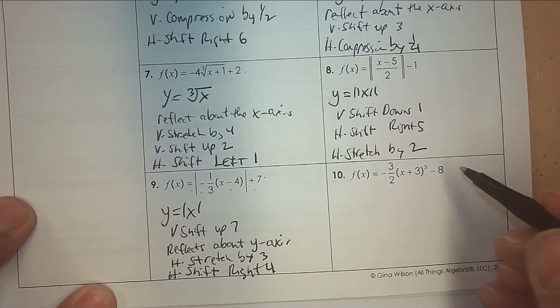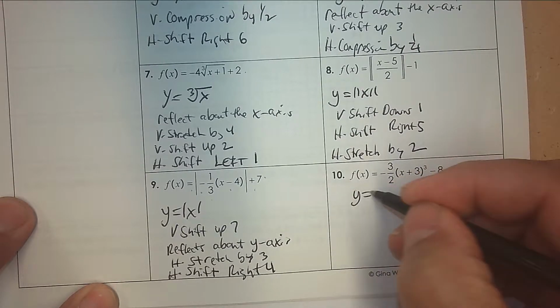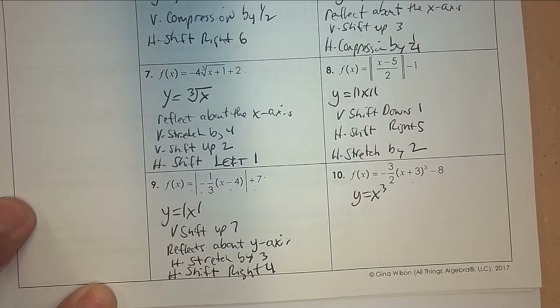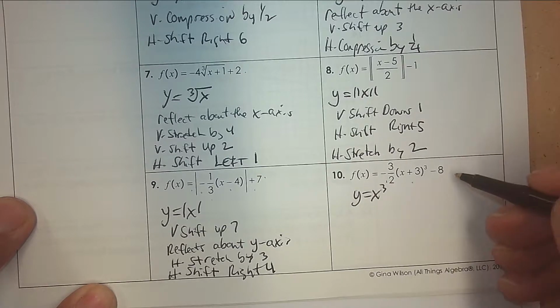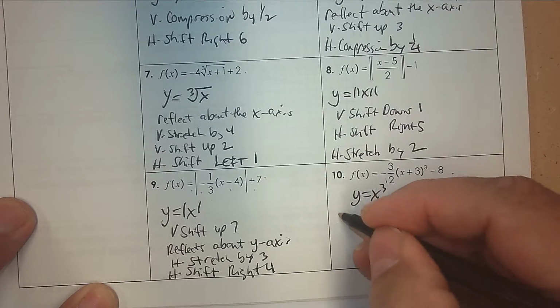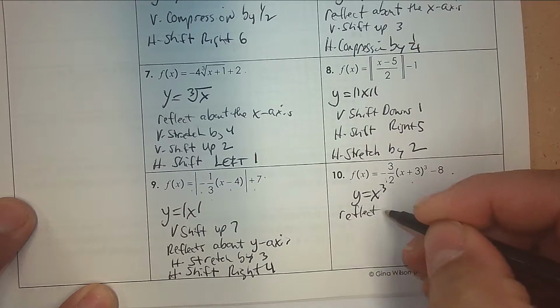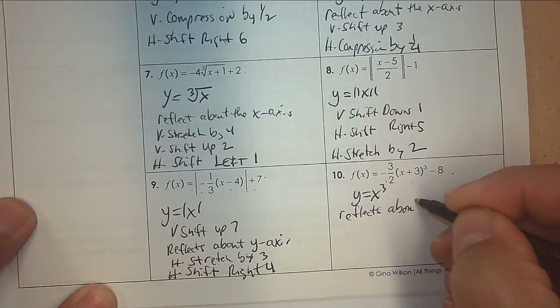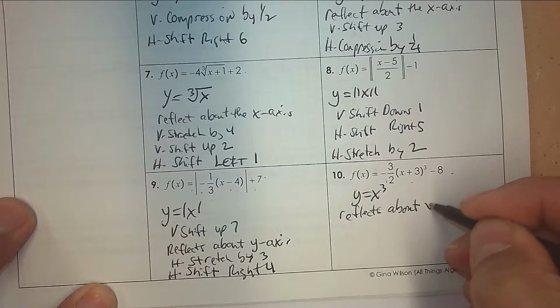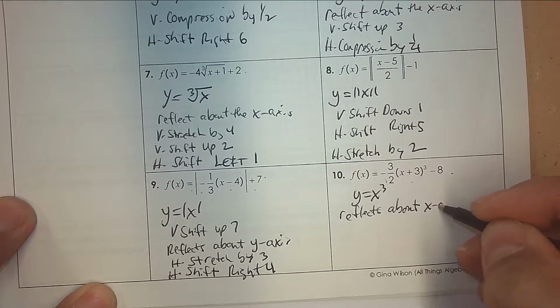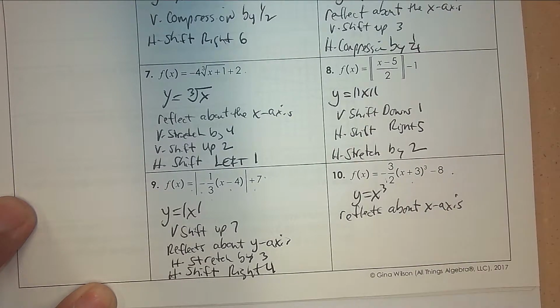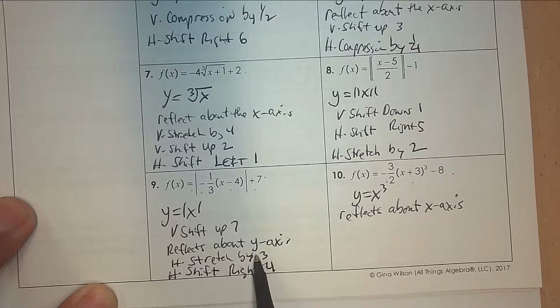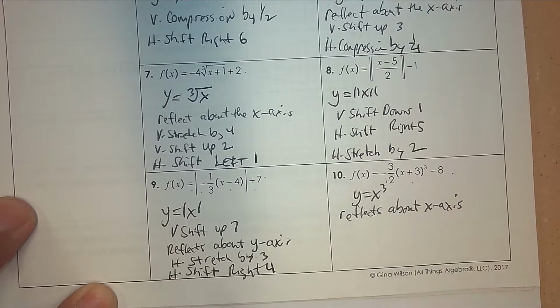10. What's the parent? Y equals x cubed. So what's happening on the outside and what's happening on the inside? So start with the negative that you see. That means it's going to reflect. Which axis on the outside? So it's the x-axis. So when it's on the inside, it's the y. The negative on the outside is the x-axis that it reflects.